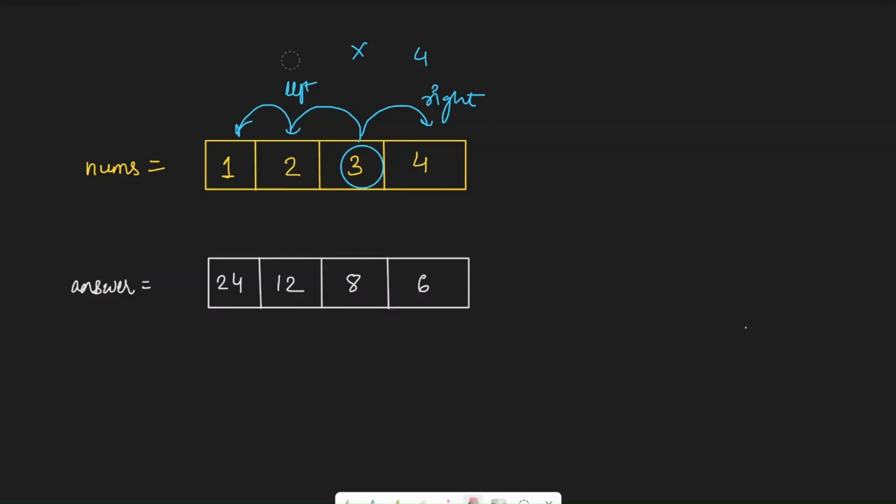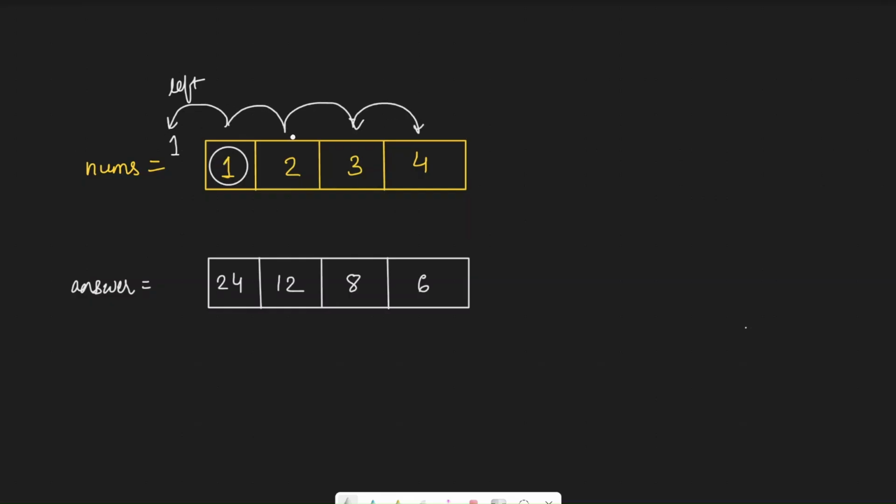We can apply the same logic for the ends as well. But for the ends, we know that for the left side end, we will not have anything on the left of it. So we can assume that we have a 1 over here. So on the left, we are assuming for this one that we have 1. For the right hand side, we have 3 things.